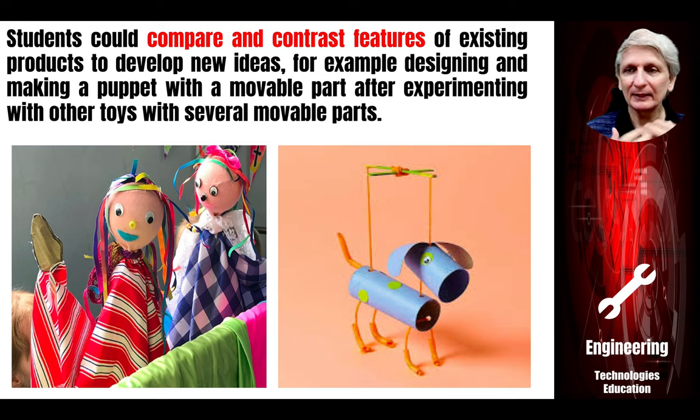They may decide that they need the mouth to move, or they may decide it needs legs moving. And so how could that be done? It may be it just needs to be able to bow. And so it might be finger puppets might be most appropriate. It may be it needs lots of complex movements, so it may be a costume where the student is inside the puppet. So they could look at what is required for their puppet and then how they could then create a solution, looking at existing solutions for that.